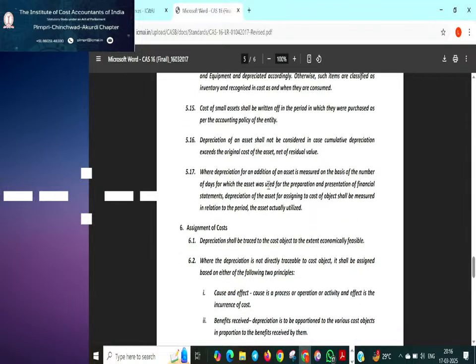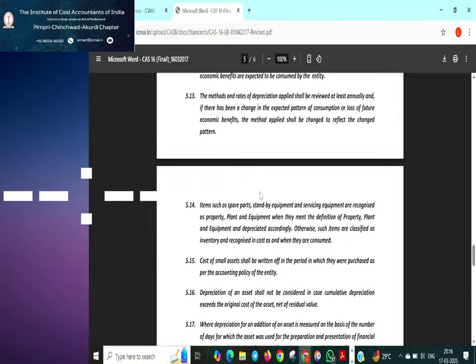So then, where depreciation for an addition of an asset is measured on the basis of the number of days for which the asset was used for the preparation and presentation of financial statements, then the depreciation of the asset for assigning to cost object shall be measured in relation to the period the asset was actually utilized.